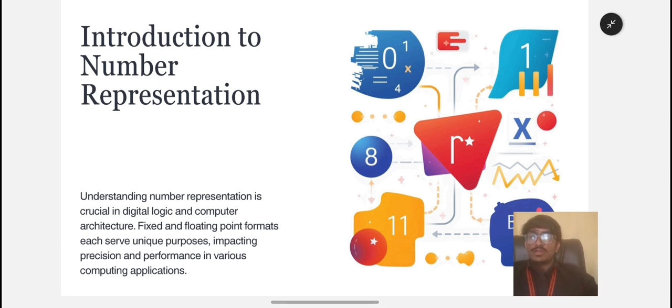Introduction to number representation. Understanding number representation is crucial in digital logic and computer architecture. Fixed and floating point formats each serve unique purposes, impacting precision and performance in various computing applications.